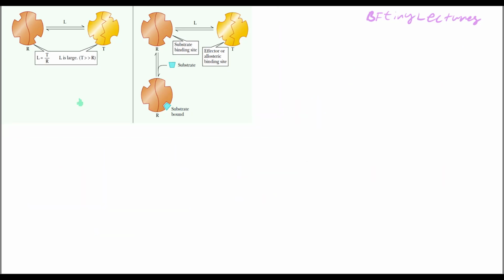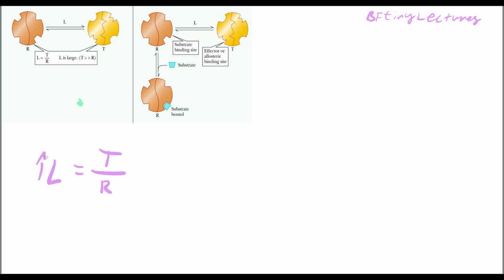We will now be talking about the L value. So what is the L value? L value is essentially the calculation between how many T enzymes are present in the system divided by how many R enzymes are present in the system. So here's the L value, and if we have more enzymes in the T form than we have enzymes in the R form, the L is going to go really, really up.